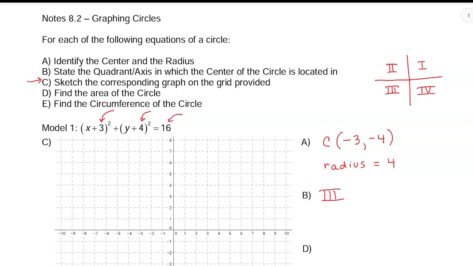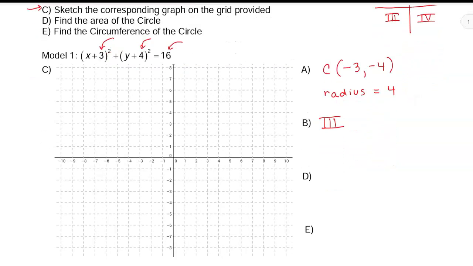So let us go to the graph and plot a point at -3, -4. Next, I'm going to use the radius to help me out. Since the radius is 4, I could plot a point on the circle 4 units away from the center. So from the center, I'll put a C for center, I'm going to go up 4 units and drop a point. That will be on the circle. Then I'll go to the left 4 units and drop a point, go down 4 units, and then go to the right 4 units. Then you need to connect the dots.